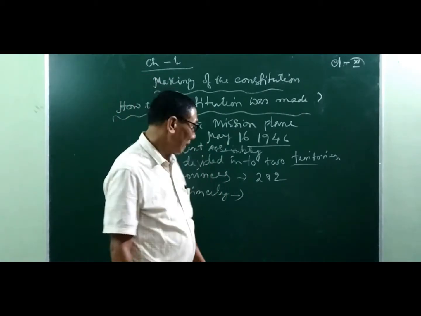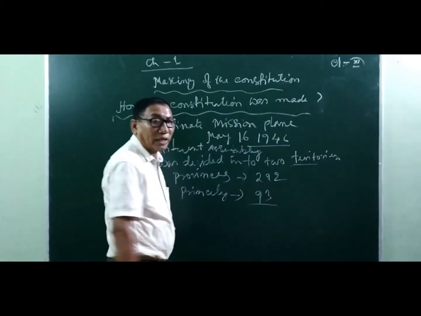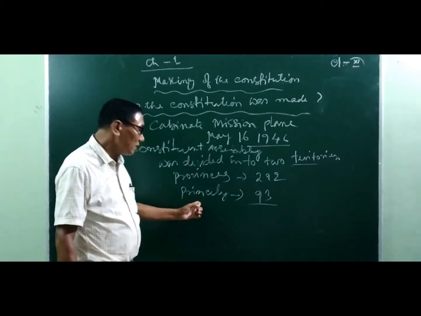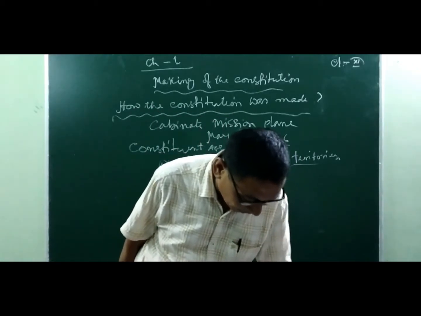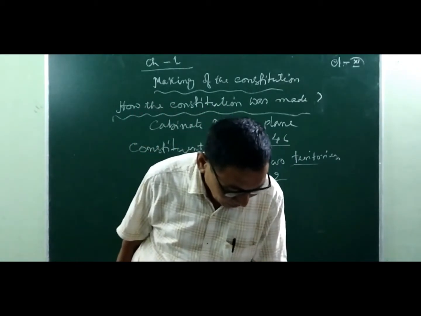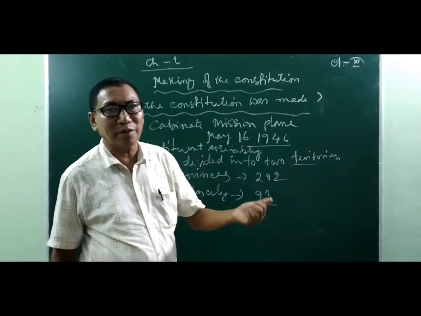292 members. And from the princely states, there were only 93. That means those states ruled by princes, just like Hyderabad and Patiala, as an example.